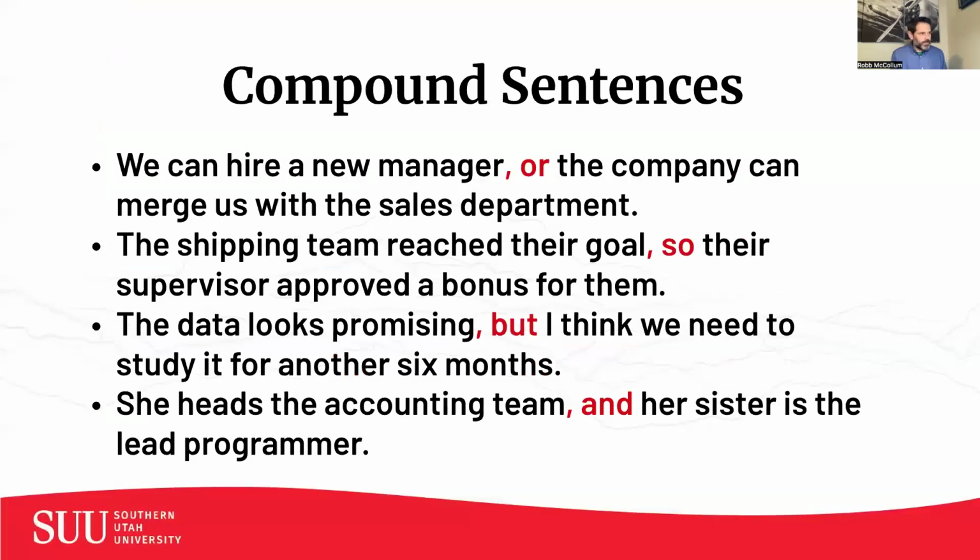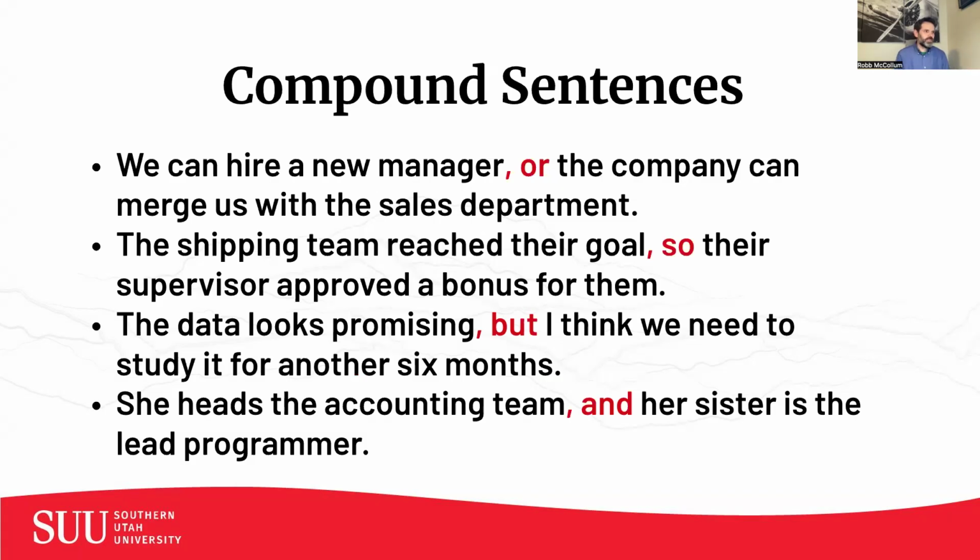So let's look at some examples here. We can hire a new manager, comma, or the company can merge us with the sales department. Okay. So it's 2 separate sentences. They could function independently. They both have a subject and a predicate, but we can combine them together by putting a comma between them and then a coordinating conjunction. As we've learned, we can't just put a comma between them. That's called a comma splice. It's a type of run-on sentence. It's considered ungrammatical. But the comma plus the coordinating conjunction, it's like this magic formula. We can do that in English because of that coordinating conjunction.